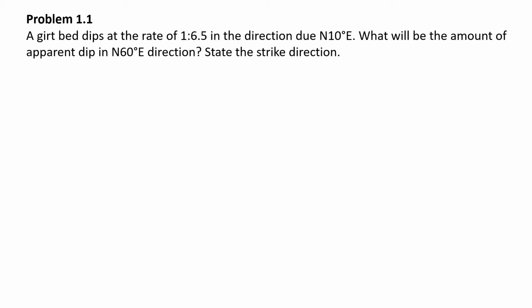A grid bed dips at the rate of 1:6.5 in the direction due north 10 degrees east. The amount of the true dip is given, that is north 10 degrees east, and the rate is 1:6.5. They ask us what will be the amount of apparent dip in north 60 degrees east direction. Also state the strike direction.